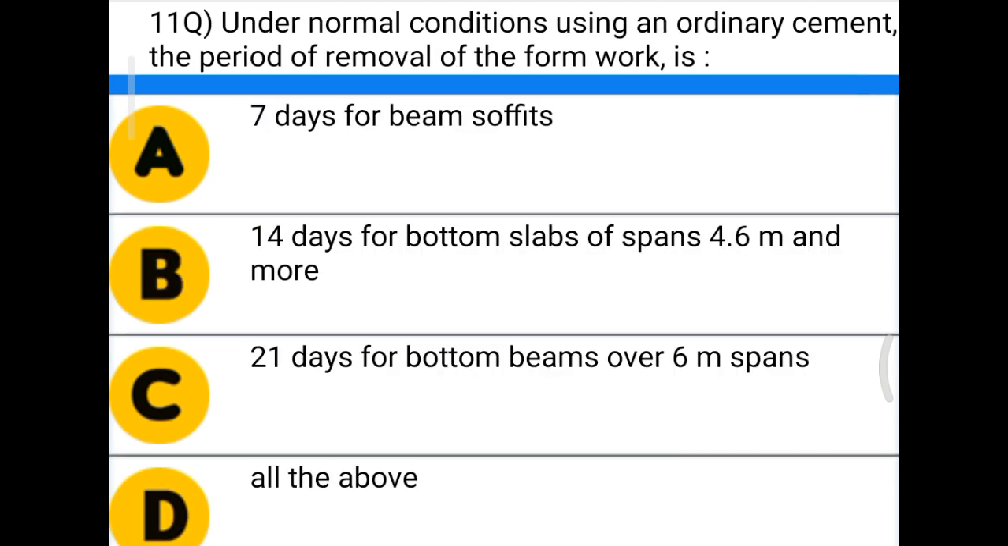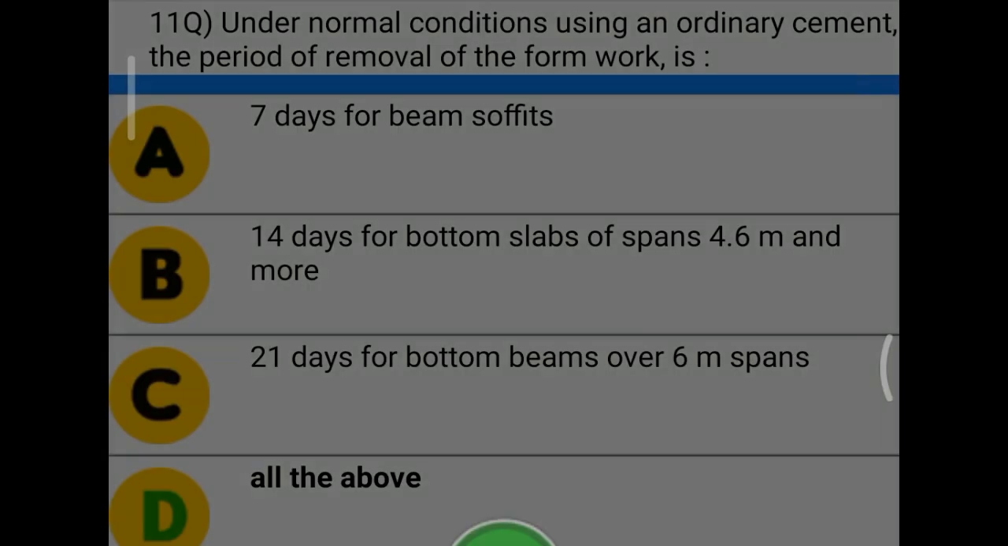Next question, under normal condition using the ordinary cement, the period of removal of formwork is option A, 7 days of beam soffits. Option B, 14 days of bottom slab of spans 4.6 meter and more. Option C, 21 days for bottom beams over 6 meter span. Option D, all the above. The correct answer is option D, all the above.